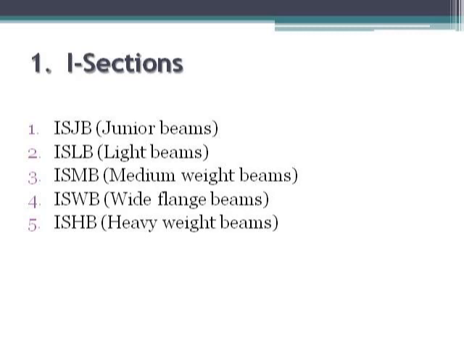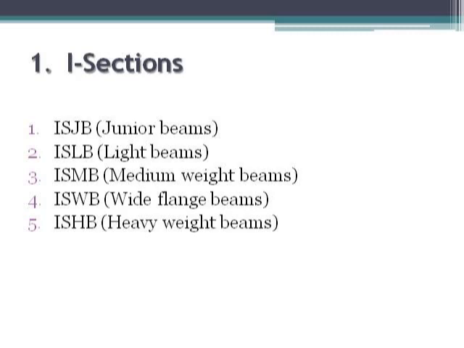I section. In I section we have 5 different I sections. First one is ISJB, that is known as Indian Standard Junior Beams. This JB, LB, MB, WB, and HB are the designations. This is the identity of that section. So first one is ISJB, Indian Standard Junior Beam.